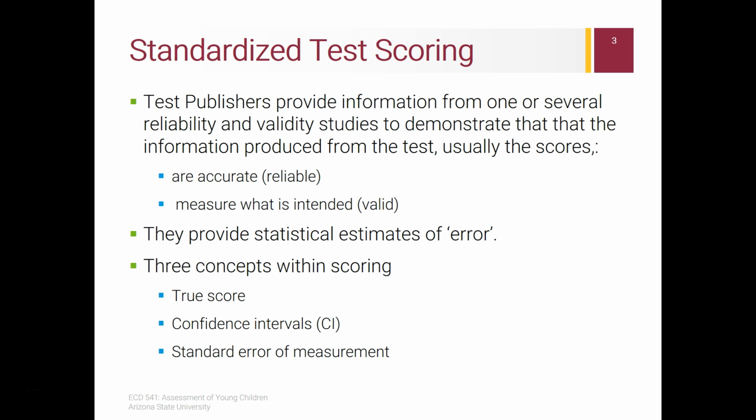Test publishers provide information from one or several reliability and validity studies to determine that the information produced from the test, usually the scores, are accurate and measure what is intended. They provide statistical estimates of error. There are three concepts within scoring: true score, confidence intervals, and standard error of measurement.